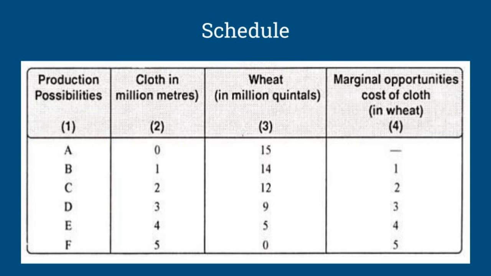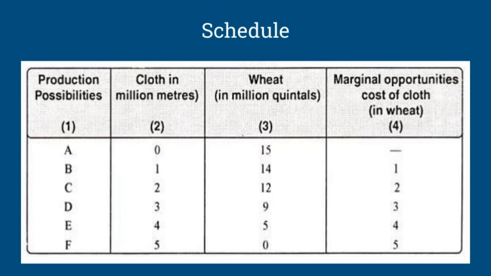So at point A, 0 units of cloth is being produced and 15 units of wheat is being produced. Means at this point of situation, the whole resources are being employed for the production of wheat. Okay, so in cloth we can see that there are 0 units being produced, and with the help of the total amount of resources, the producer is able to produce 15 units of wheat.